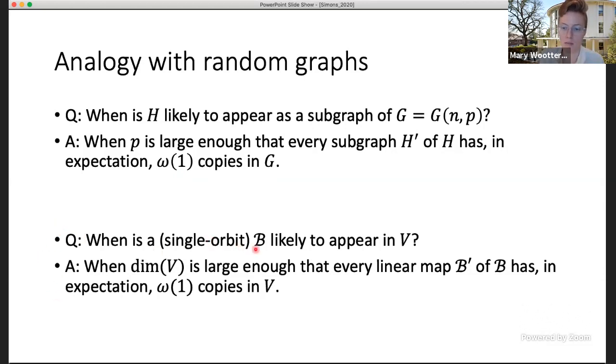When is a particular bad set or bad collection B, or if it's a single orbit, likely to appear in a random subspace V? It's when the dimension of V is large enough so that every linear projection, curly B prime, of B has an expectation of omega of 1 copies in V. So it's very similar in flavor to the types of statements from random graphs. So hopefully that answers some questions.